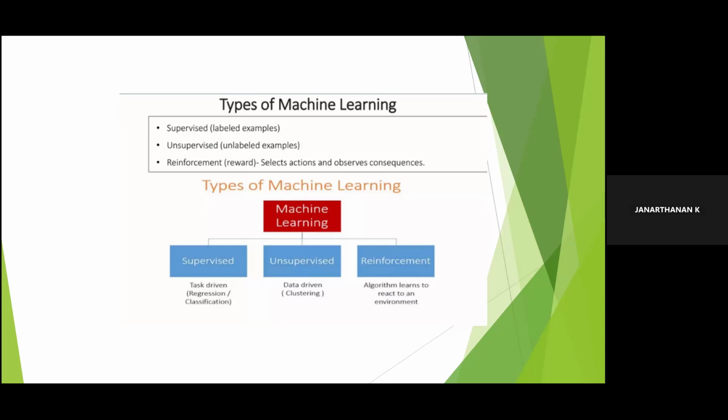Next is reinforcement learning. It is like a robot, for example. It learns from the environment. When it does the job correctly, we have to reward it, and based on the reward, it will further fine-tune.